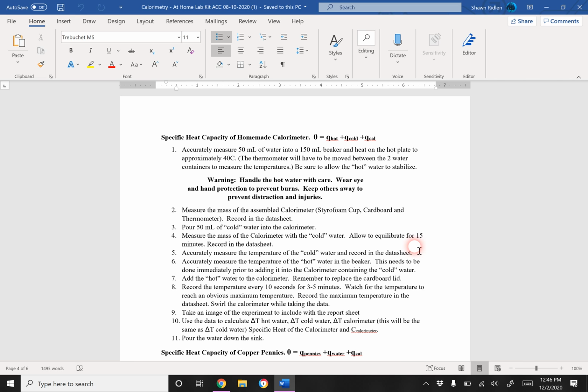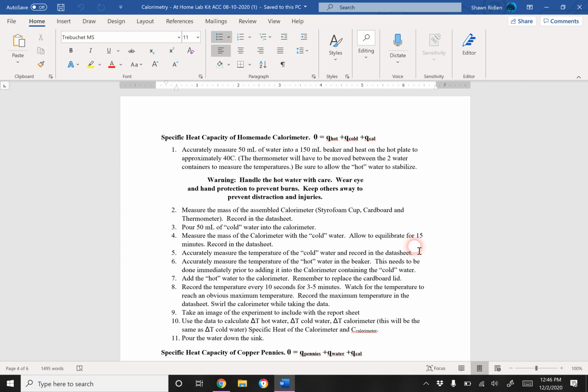Okay, and you can do this separately if it's easier, if it doesn't balance quite right. But if you can get it to balance, you can just put it on all at once. Or again, you can measure it in parts and then add them together. Then you want to pour 50 ml of cold water into the calorimeter.